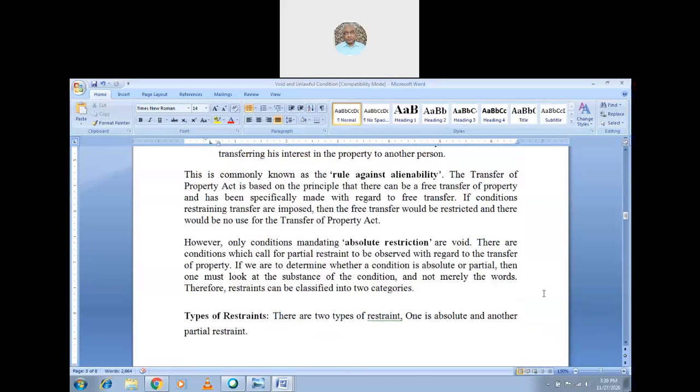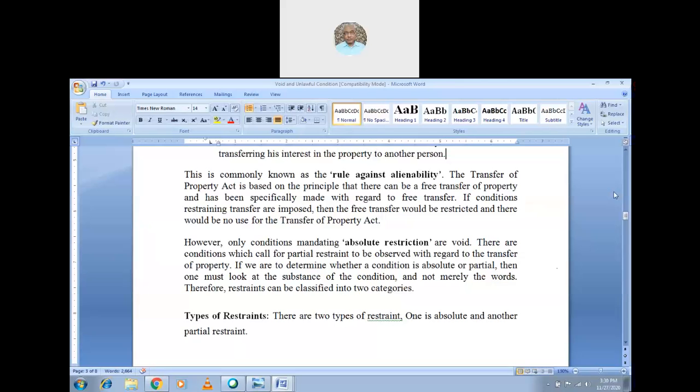The Transfer of Property Act is based on the principle that there can be a free transfer of property, and it has been specifically made with regard to free transfer. If conditions restraining transfer are imposed, then the free transfer would be restricted and there would be no use for the Transfer of Property Act. So, if conditions restraining a transfer are imposed, there would not be a free transfer.